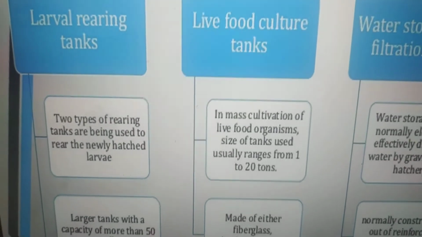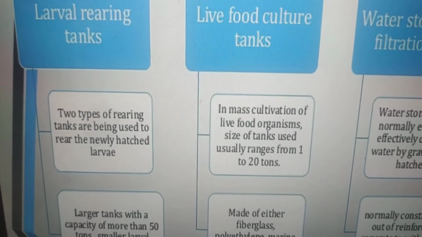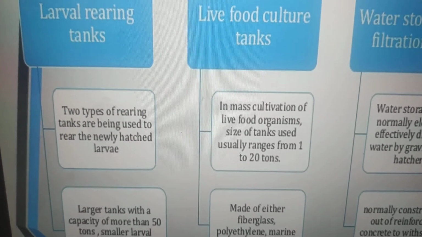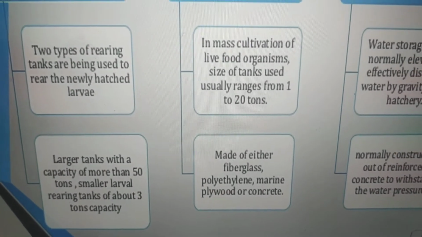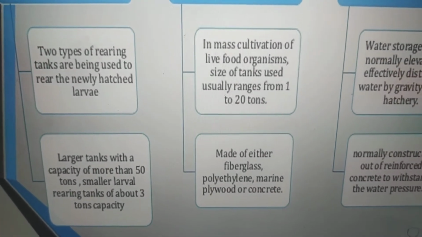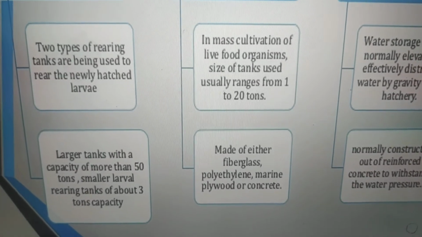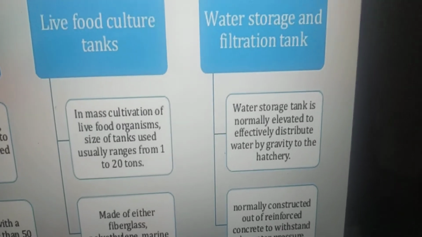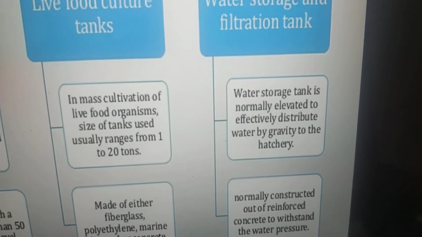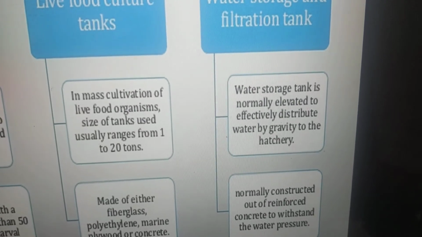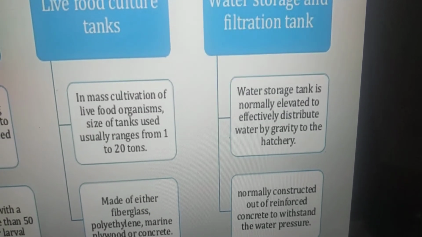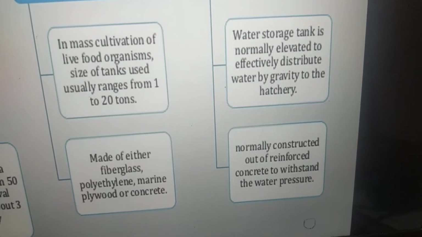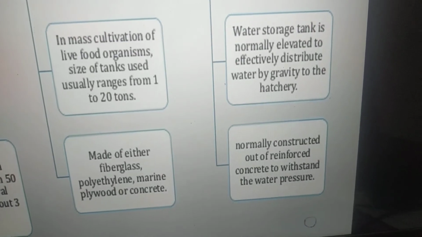And live feed culture tanks. In mass cultivation of live food organisms, the size of the tanks usually ranges from 1 to 20 tons, made of either fiberglass, polyethylene, marine plywood or concrete. Water storage and filtration tank. The water storage tank is normally elevated to effectively distribute water by gravity to the hatchery. Normally constructed out of reinforced concrete to withstand the water pressure.